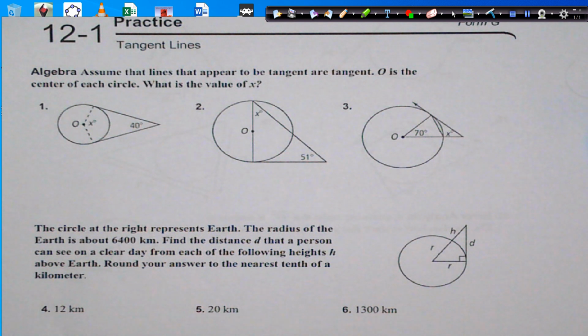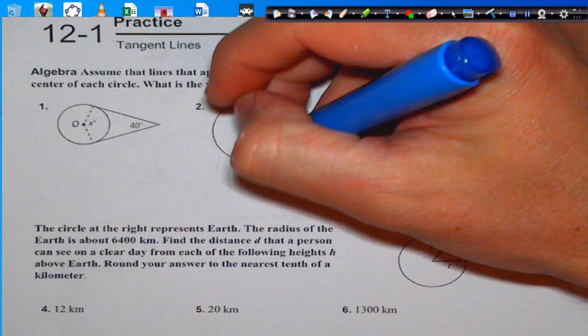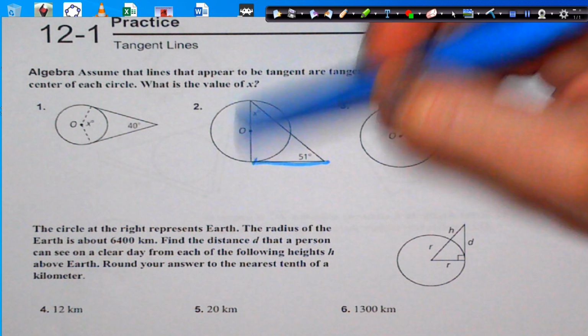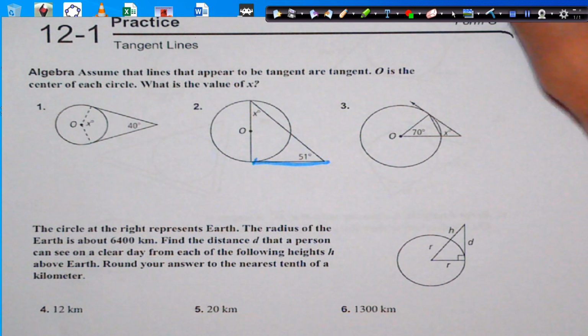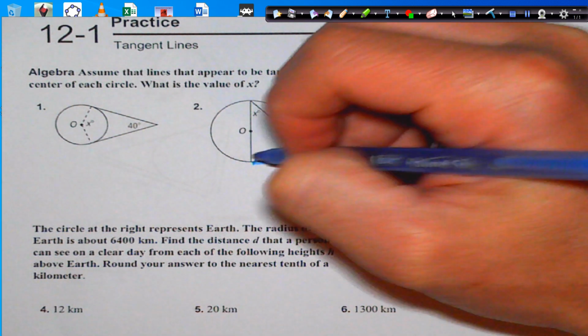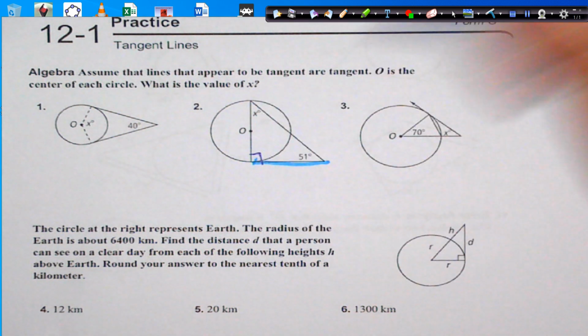So the tangent is this line right here. Tangents are lines that hit the circle at exactly 1 point. So this line hits the circle twice, this line hits the circle twice, but the tangent line only hits the circle once. And what's really cool is we learned that the tangent line and the radius are always going to meet at a 90-degree angle no matter what, which is really interesting.